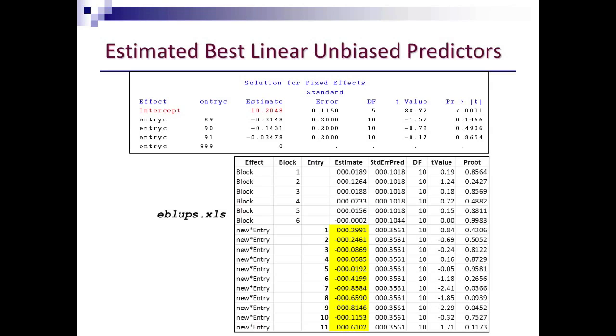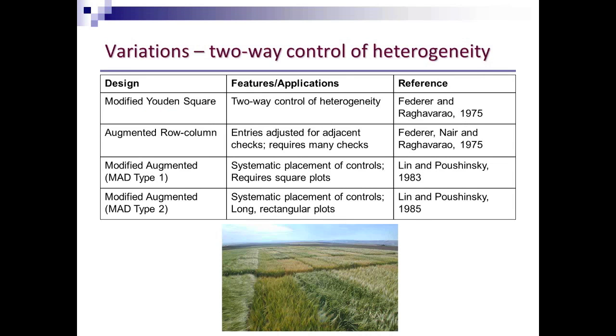At the bottom there, you see all of the estimates for the new entries. For example, the 0.2991 indicates these are deviations from a midpoint, so that was better, that had larger 1,000 seed weight than the average, and so on. If you would prefer to look at these on the original scale, you could go back up to your solution for fixed effects and use your intercept value. So you would simply add all of these estimates onto your intercept value to get the BLUP estimate that you could use for selection, for example.